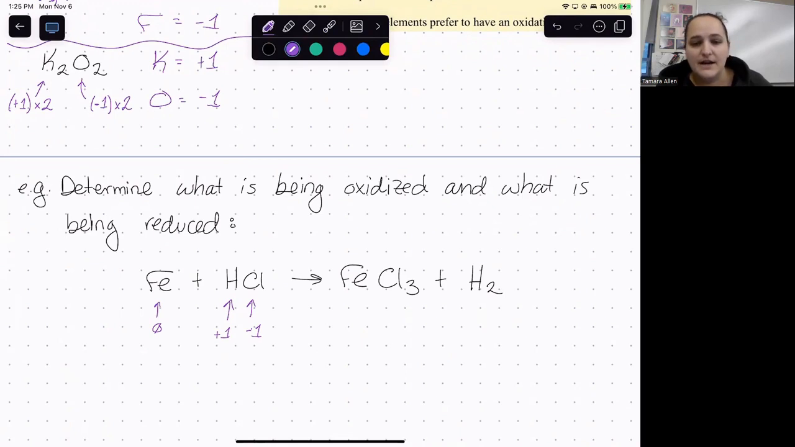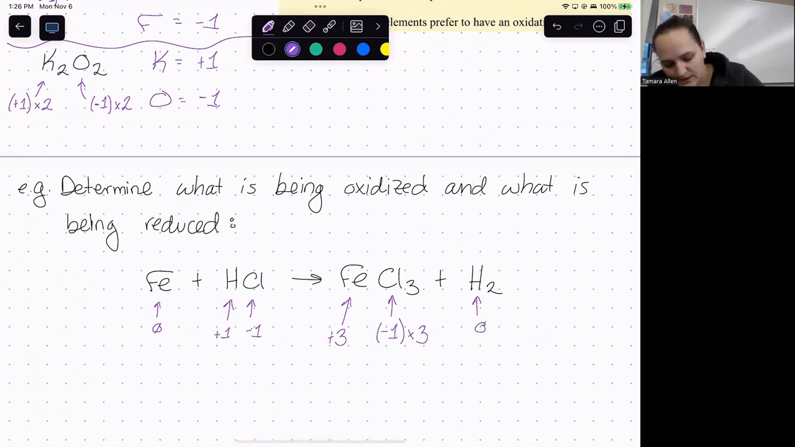On the product side, there is no rule for iron, which means we get to assign chlorine first. And each of those chlorines is going to be -1, and there are 3 of them, which means in order for the total charge to be 0, the iron must have an oxidation number of +3. And then last but not least, we only have one element in this molecule with a total charge of 0, so the oxidation number must be 0.